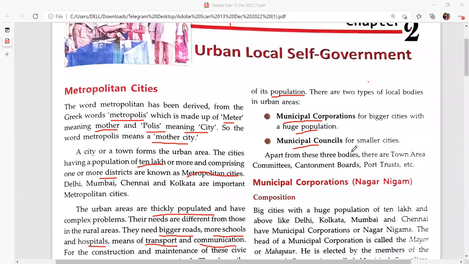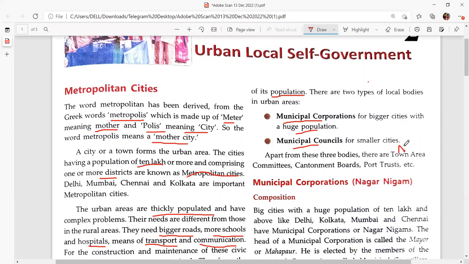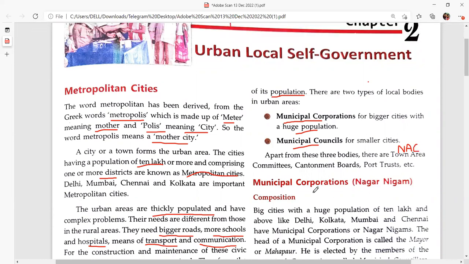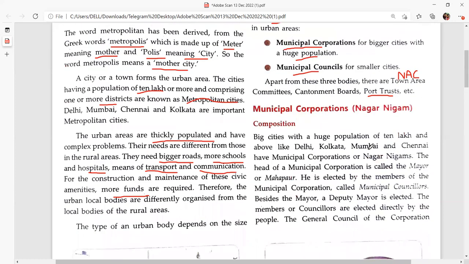Apart from these, we have town area committees, like some small cities which have less population, but come under a district or have some important industry. There we have established a Notified Area Council, NAC, which is not a municipality, but looks after the small town. Then there are cantonment boards, like military cities, and port trusts, like Paradip, where we have the Paradip Port Trust which looks after the area.